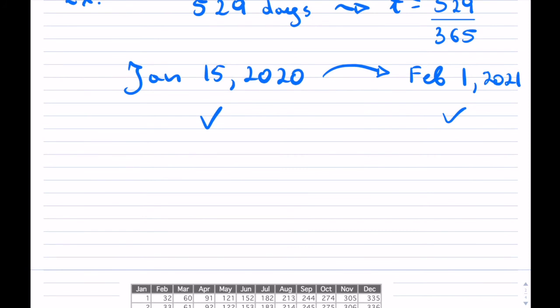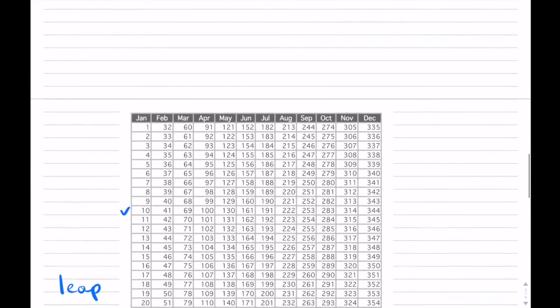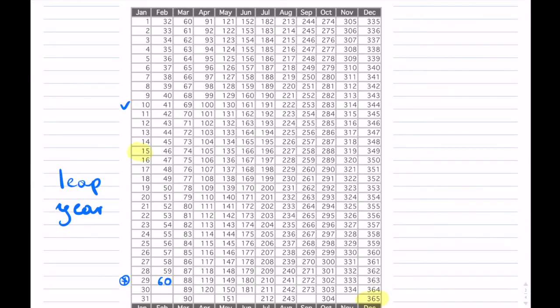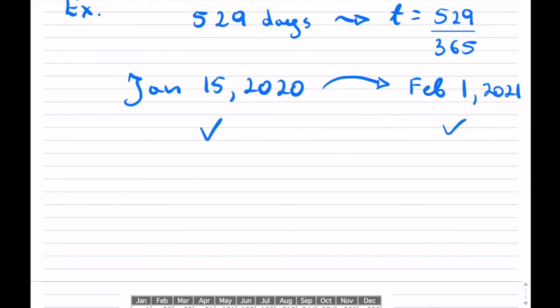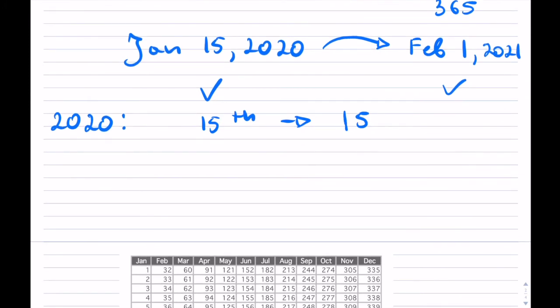So we have January 15th, 2020. January 15th is right here. It is the 15th day, and this is 2020. Now 2020 is a leap year, because if we divide it by 4, so we did that actually, it is a leap year. So this means that in 2020, we had a total of 366 days, and this was the 15th day in there.